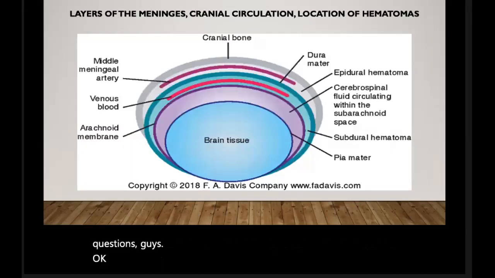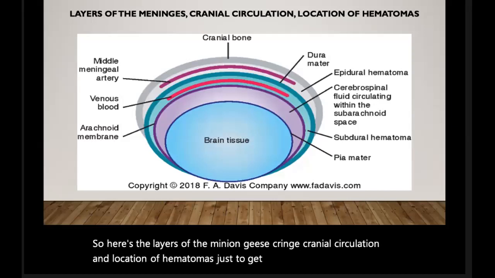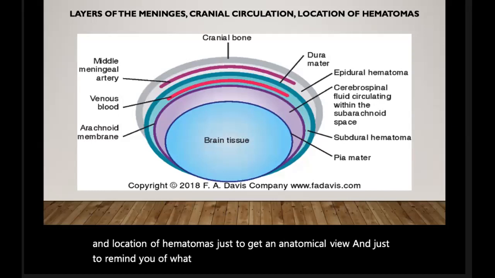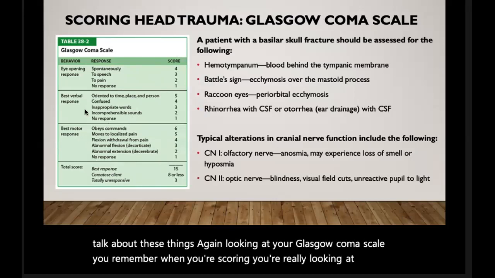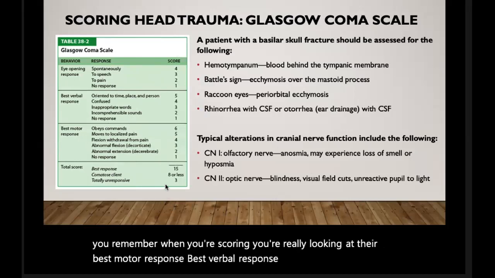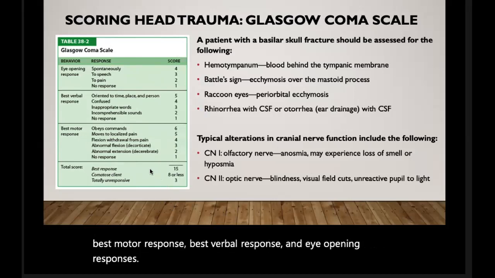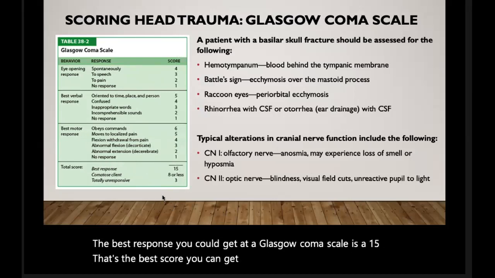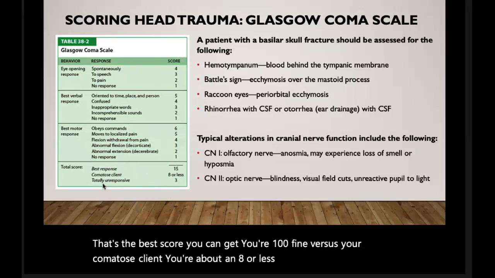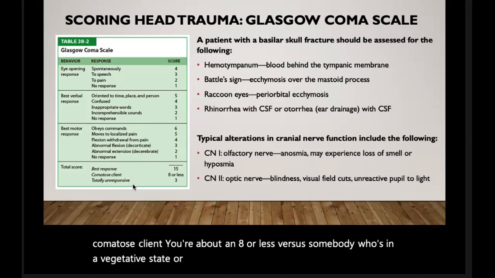Okay, so here are the layers of the meninges, cranial circulation, and location of hematomas, just to get an anatomical view and to remind you of what you're mentally thinking about as we talk about these things. Again, looking at your Glasgow Coma Scale, when you're scoring, you're looking at their best motor response, best verbal response, and eye-opening response. The best score you can get is a 15. You're 100% fine. Versus your comatose client, who is about an 8 or less, versus somebody who's in a vegetative state or totally unresponsive, who is at a 3 or below.